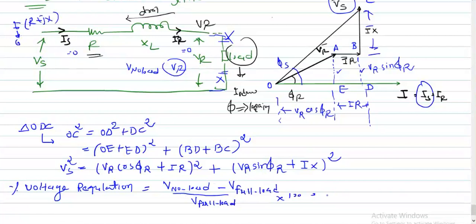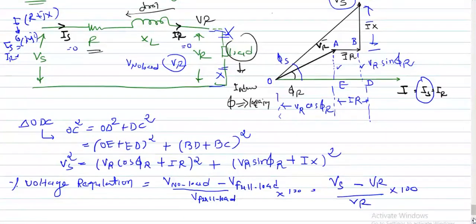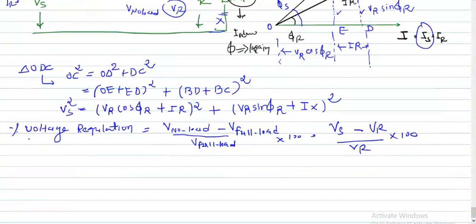So the no load voltage is VS. When I connect the load, the full load current IS or IR flows through R plus jX. Some drop is there, and the voltage is VR. So it is (VS minus VR) divided by VR, multiplied by 100. This is the voltage regulation equation for the short transmission line only. It will vary for other transmission line models.